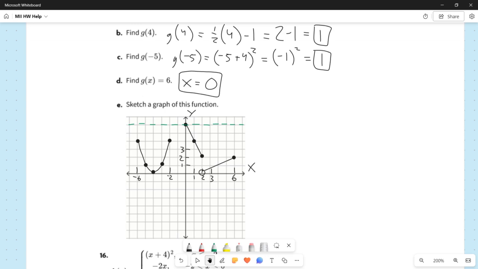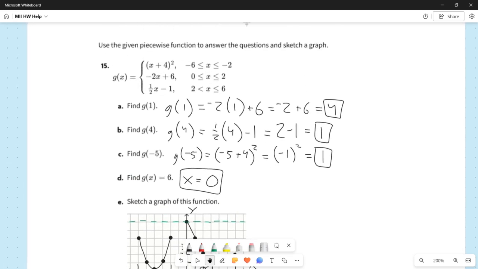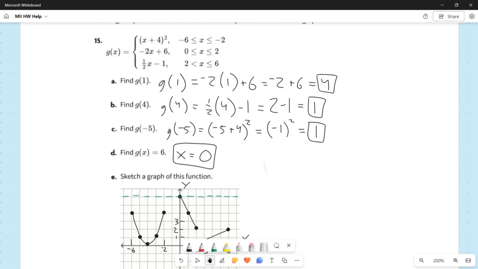So yeah, that's how I would recommend that you solve something like D, is sort of think about, well, how high do each of these pieces get, or do they reach the value that we're looking for? And if they don't, then you know that you don't have to even look at that piece. And it turns out that here, the only way to get 6 with these bounds is with the middle piece.